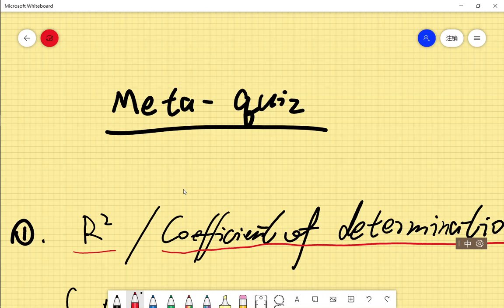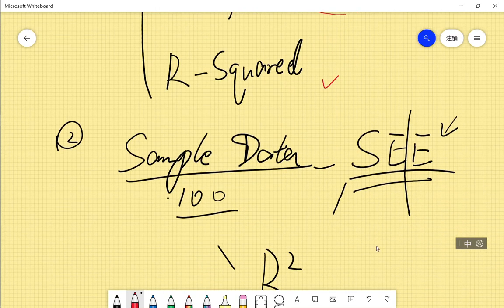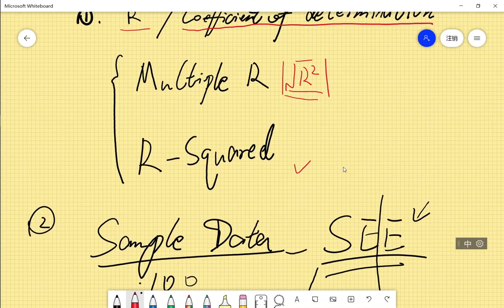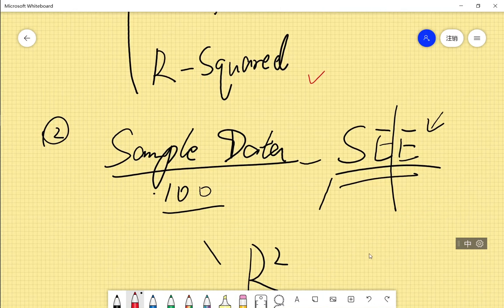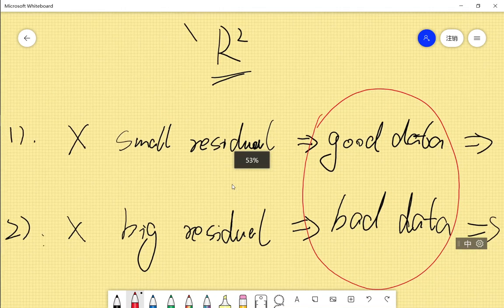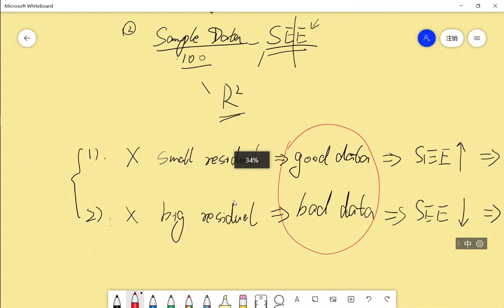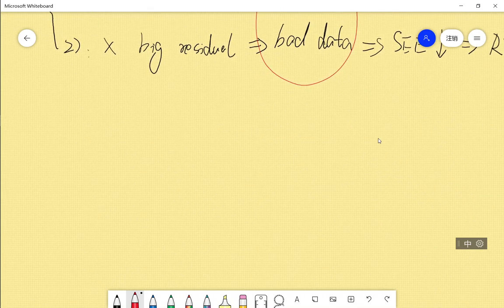All right, let's continue our review of our meta quiz. So we have discussed the topic about coefficient of determination and the relationship between sample data, the standard error of the estimate, and R square. And what is the relationship if you delete some or add some data with small residual and with big residual? That's what all these quizzes are focused on, and then we'll continue to talk about the relationship between correlation and R square.